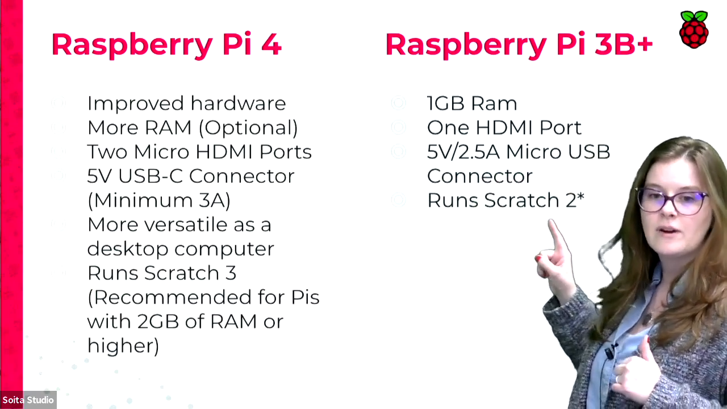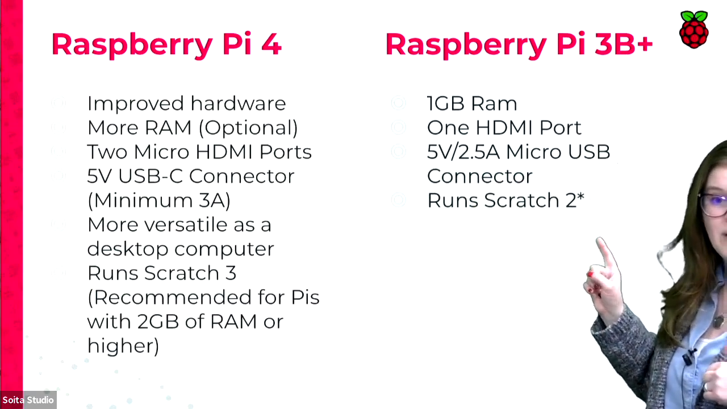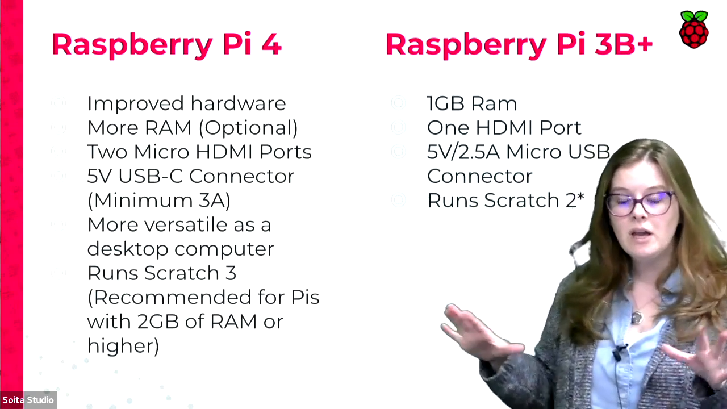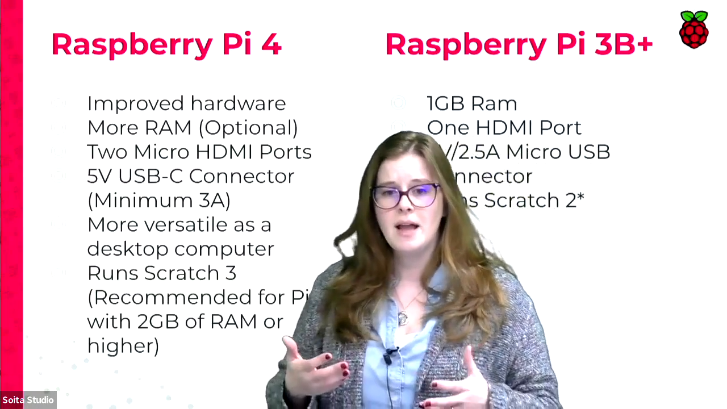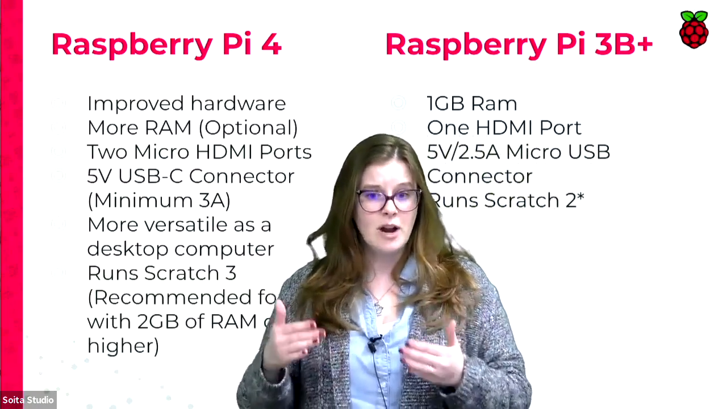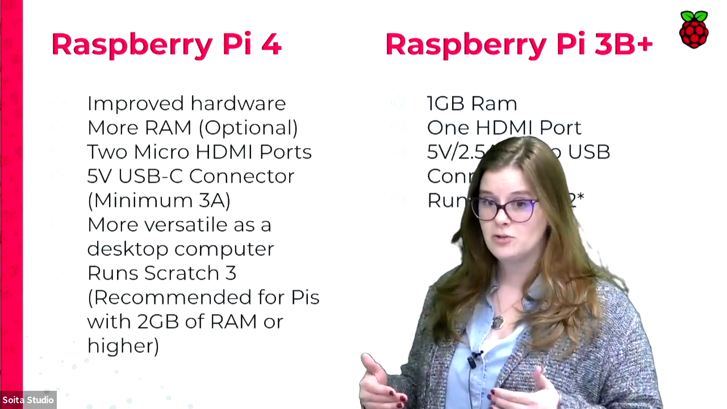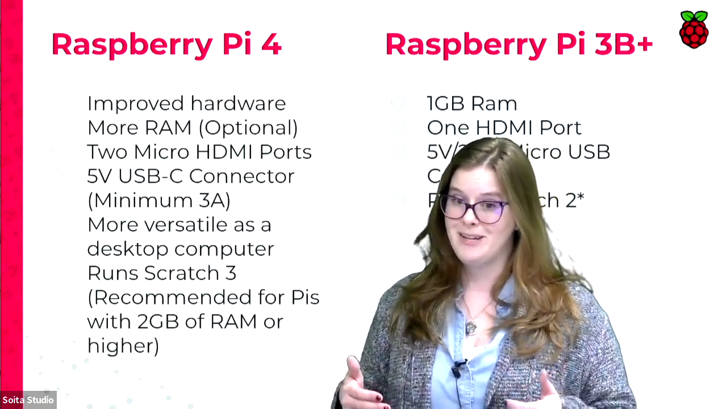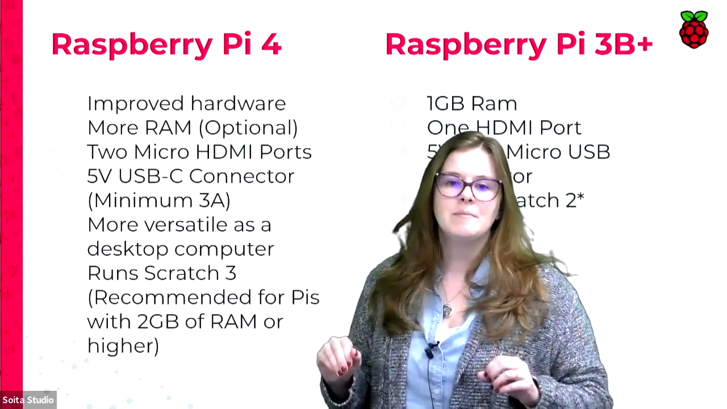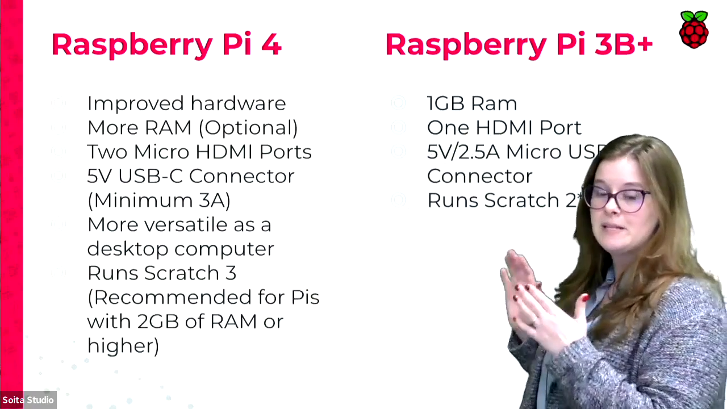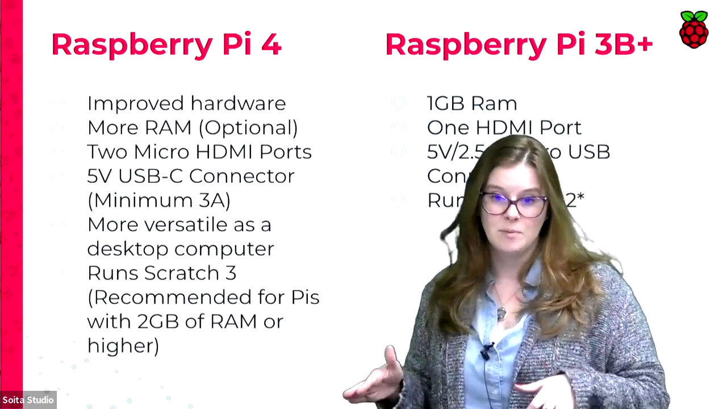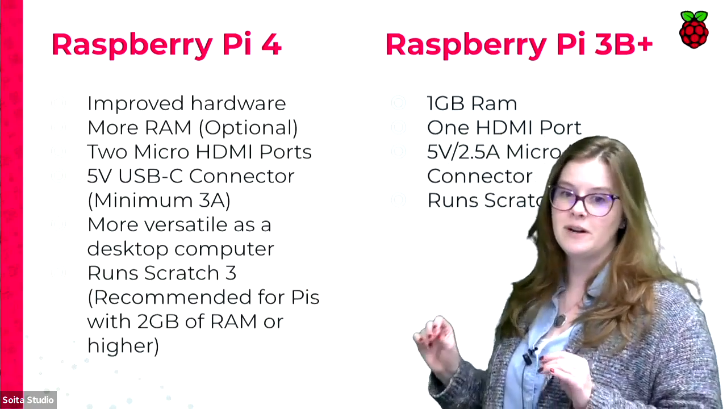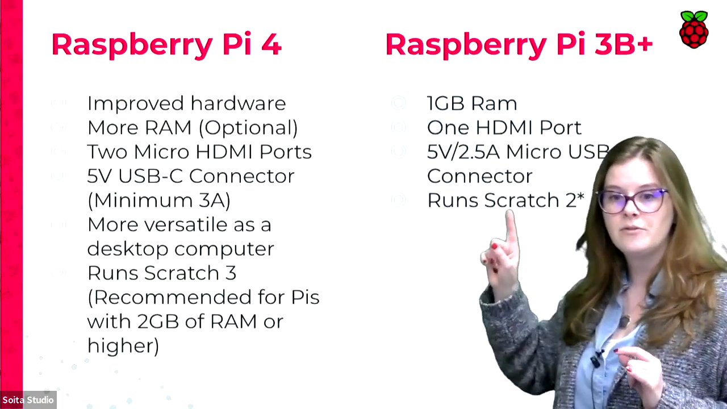And it's going to run Scratch too. Now there's a little asterisk here, okay? When you get into the operating system, Raspbian, on the Raspberry Pi, you're going to see Scratch 2 on there, and you're also going to see Scratch 3 on there if you're running the newest version of the operating system, which we would recommend. Even though your 3B Plus is showing Scratch 3 on there, it's not going to perform well. It may open, but it's not going to perform very well, so just keep that in mind. You're going to be running Scratch 2 on the 3B Plus.